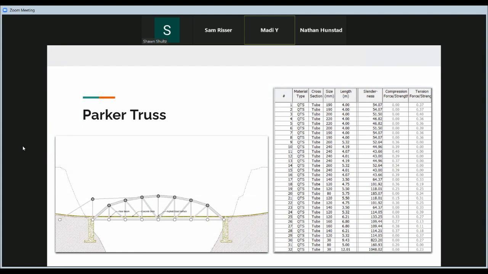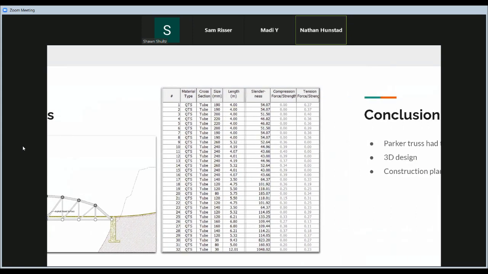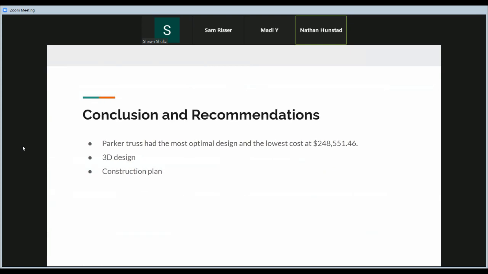Here you can see the final design and member data for the chosen bridge. All of the members fall within the given force to strength ratio range, and no members on the bridge cause it to fail. After reviewing all of the cost and safety scores of the other bridges, it was determined that the Parker Truss had the most optimal design and the lowest cost at $248,511.46. Since the bridge software only is two-dimensional, there were other things to account for further development.